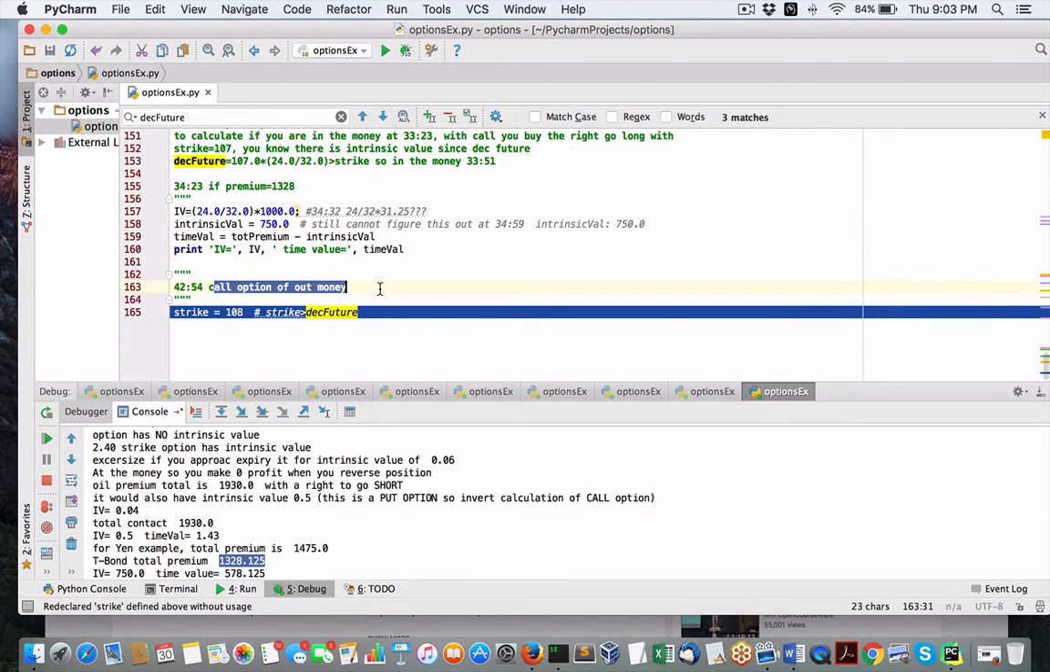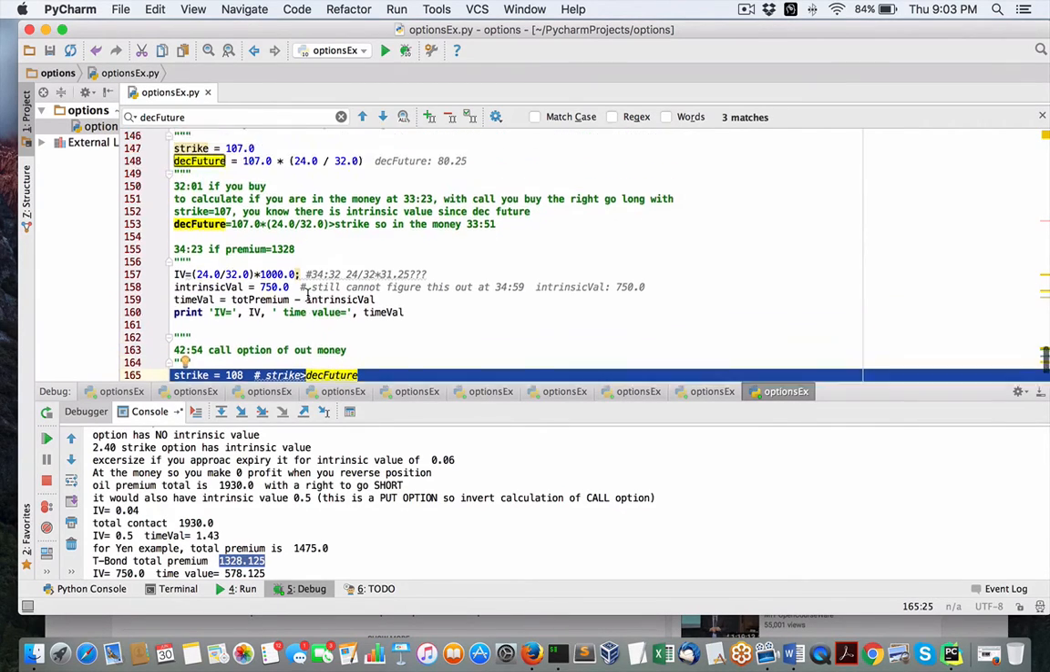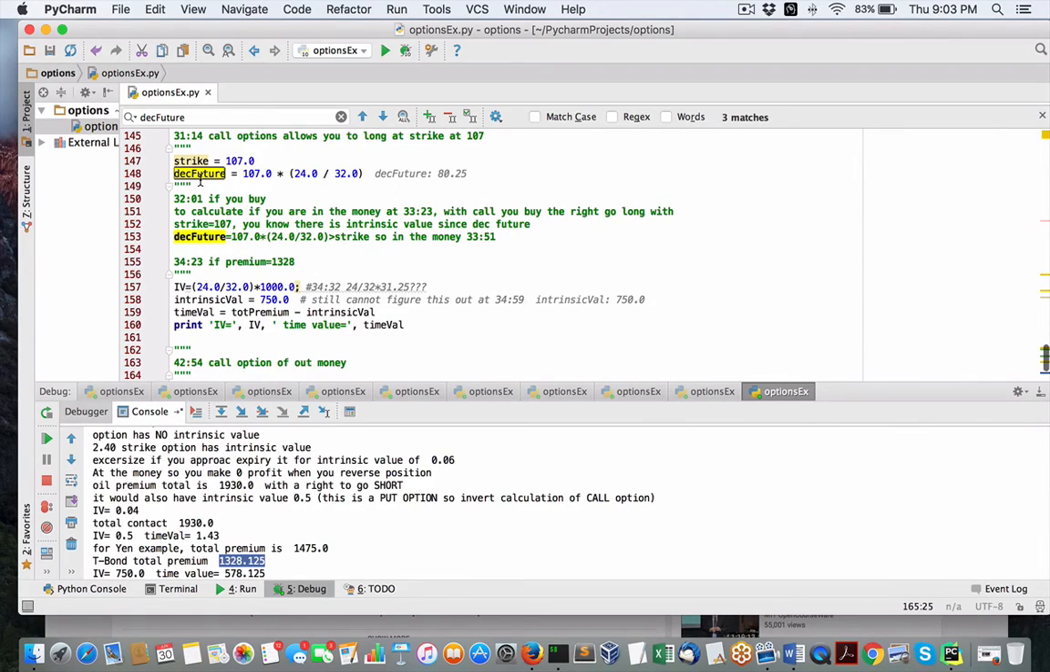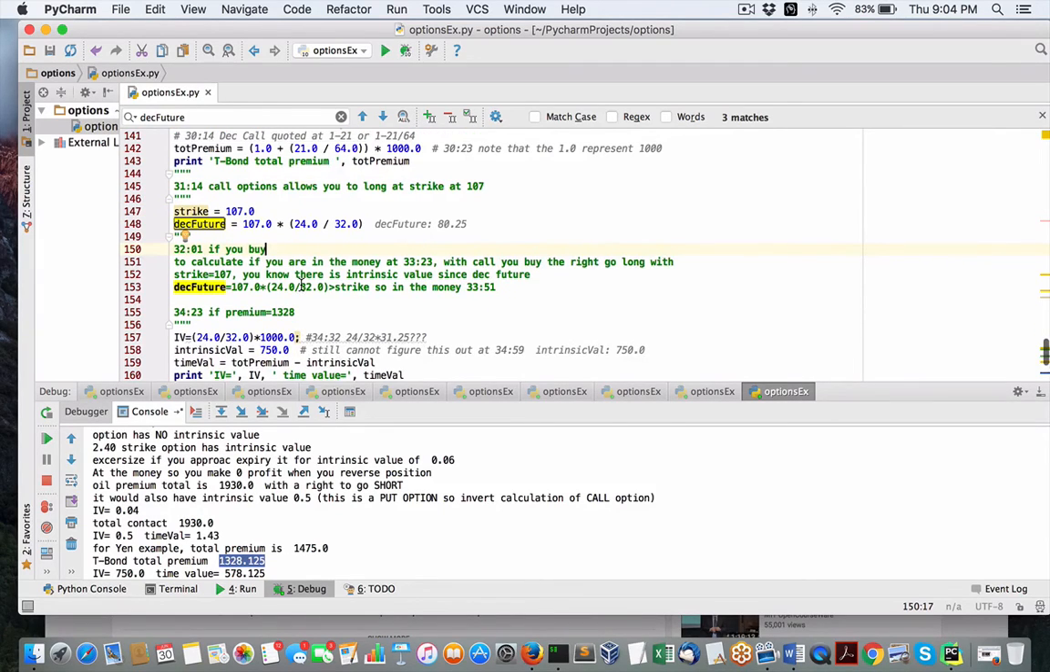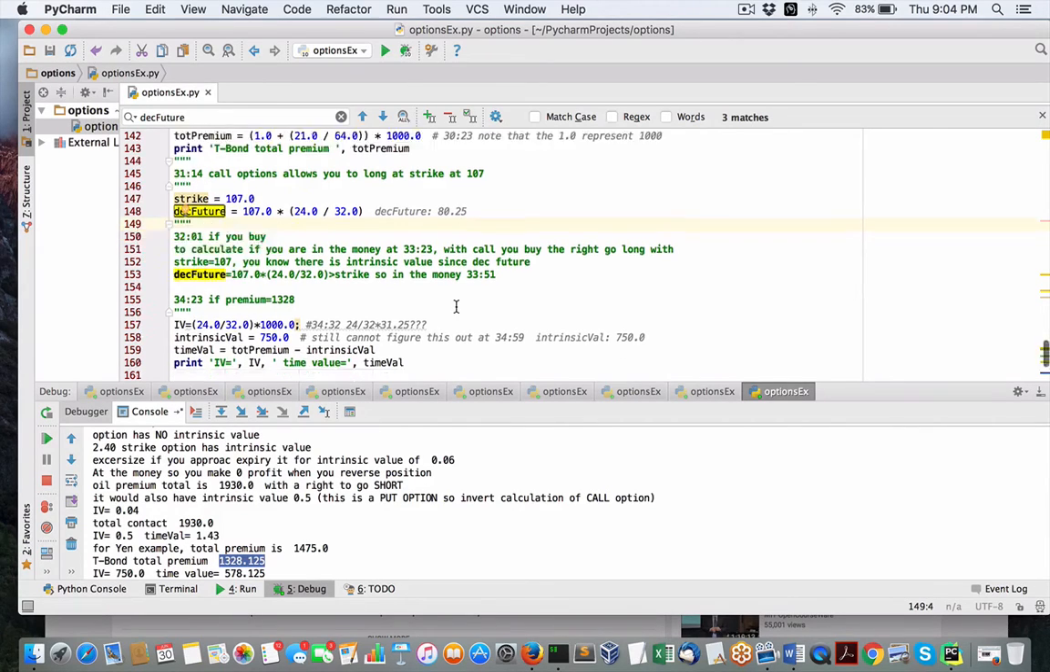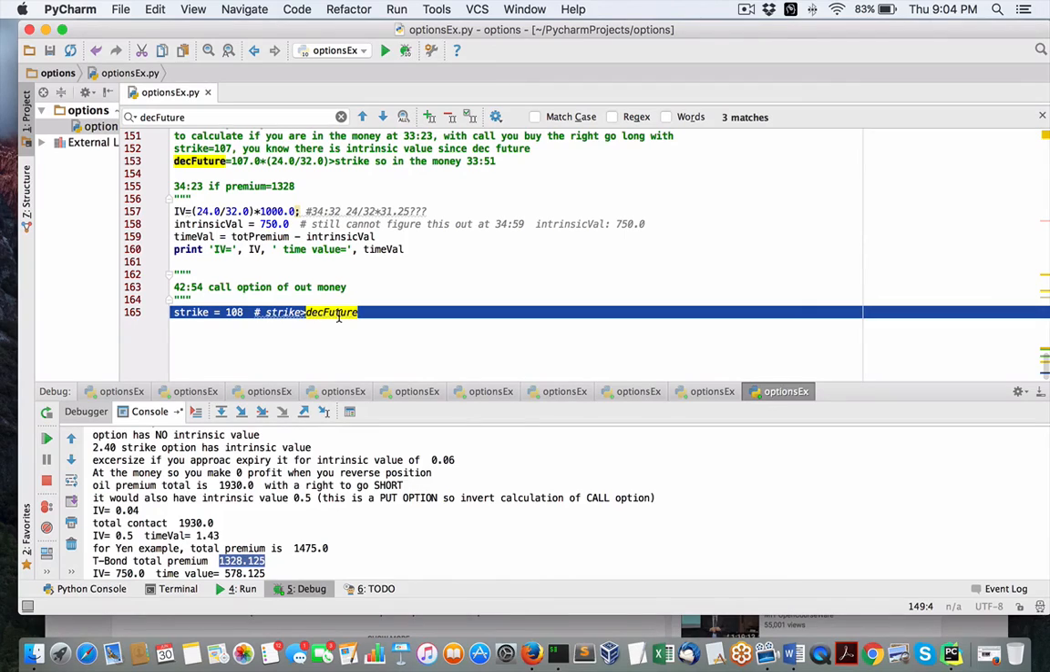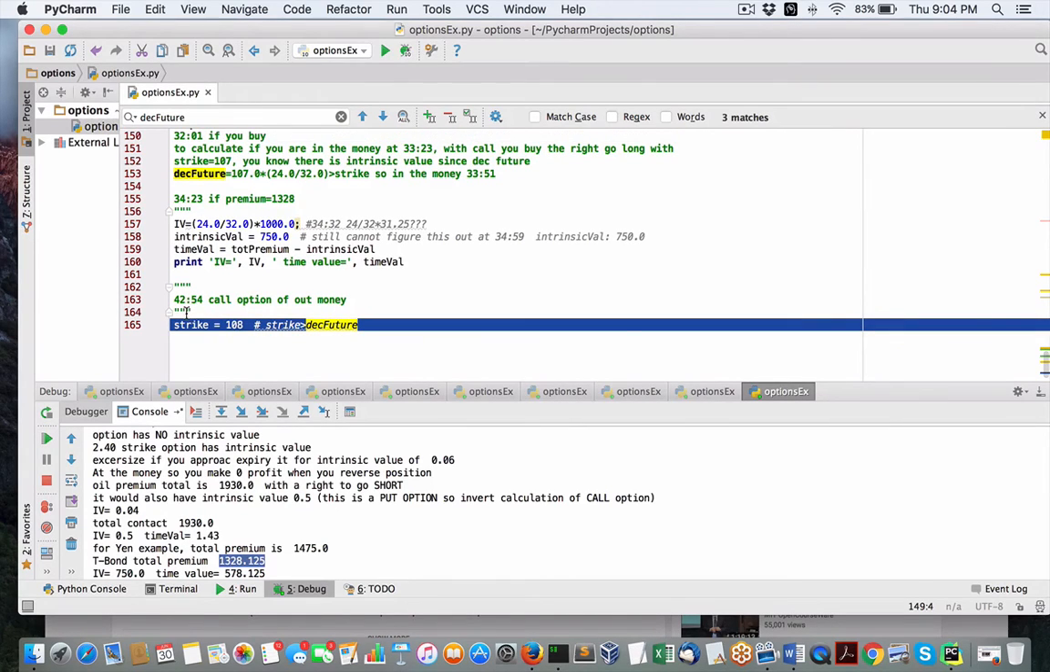Now, here's an example of a call option being out of the money. Remember that the December future was defined right here, 80.25, I believe. So we set our strike at 108, which is greater than the December future. Therefore, we are out of the money. That's it.